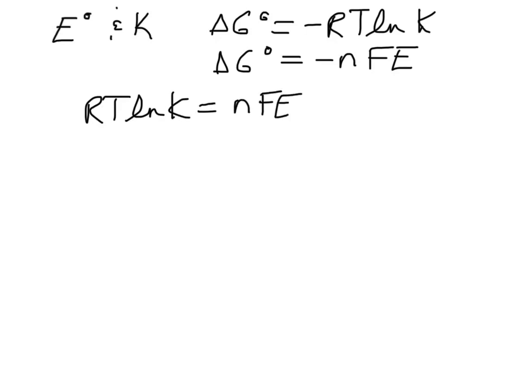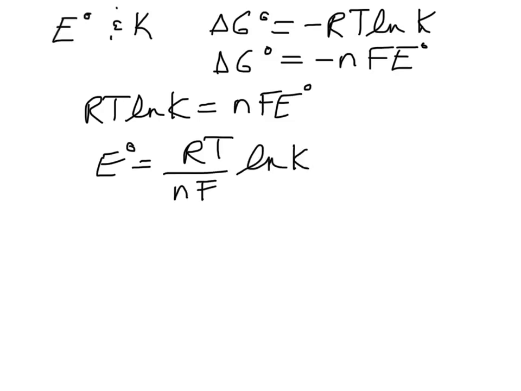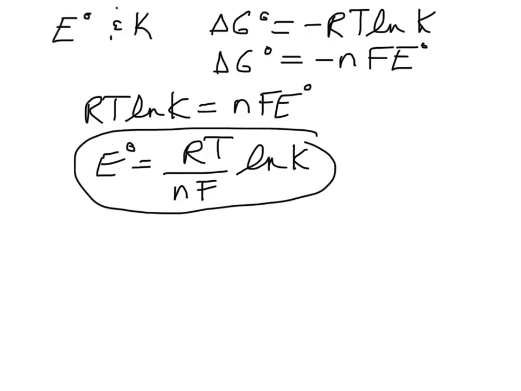Then if you rearrange all of that, you get that E0 is RT over NF times the ln of K. And if you're not at 25 degrees Celsius, you use the equation like this. Since we're usually at 25 degrees Celsius, we're going to take these three numbers, which are all constant, right? R is the gas law constant, T is 25 degrees Celsius or 298 Kelvin, and F is a constant, and we're going to give it a number.